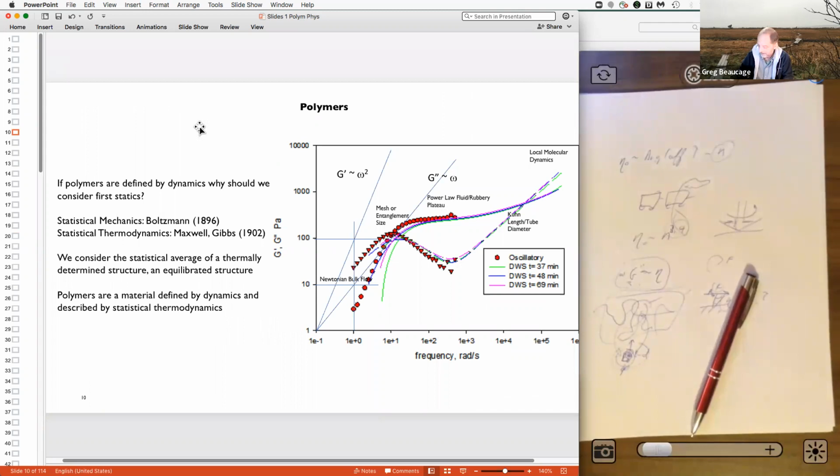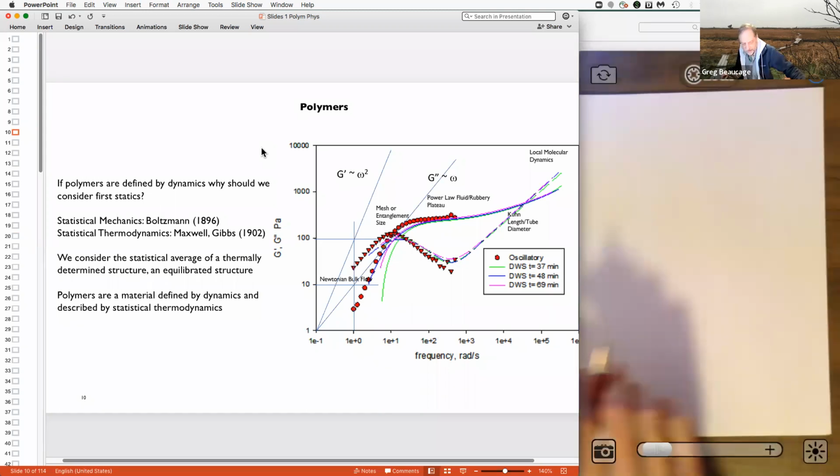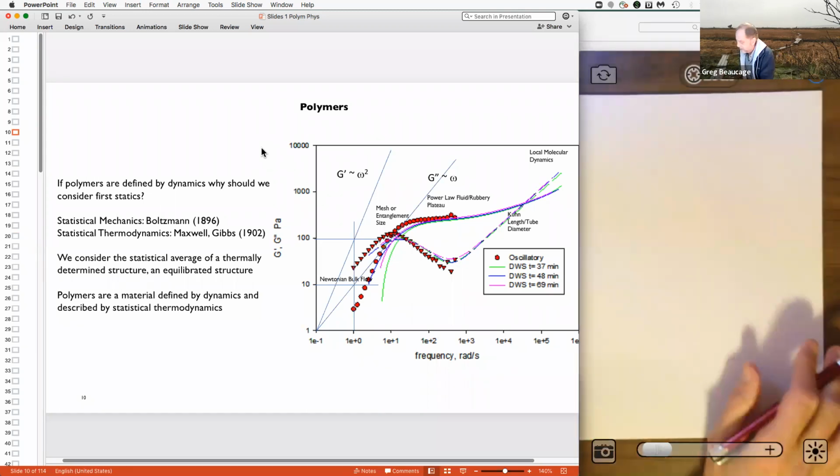Okay, so this is actually the typical way to look at the oscillatory rheometry measurement. Right? So you say, just get rid of that. Any other questions on that stuff that I just did? All right.